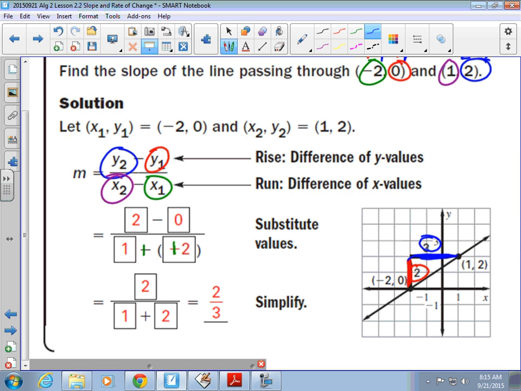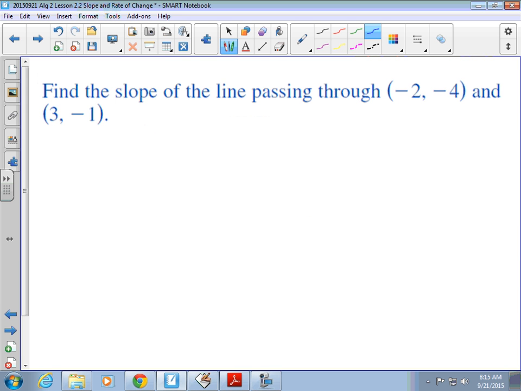Again, I know this is a review for everybody in here. No, if this is hard for you, let me know. This is something that you missed along the way. I'm going to go very fast over it. On the back, everybody, find the slope of this line. The line that passes through (-2, -4) and (3, -1). It'll only take you a few seconds.